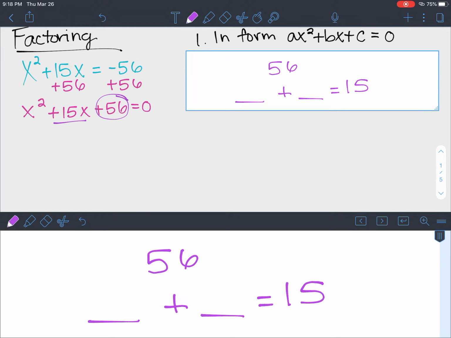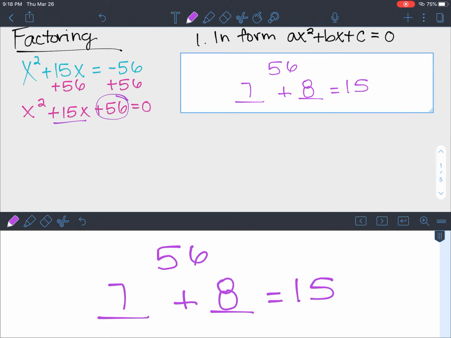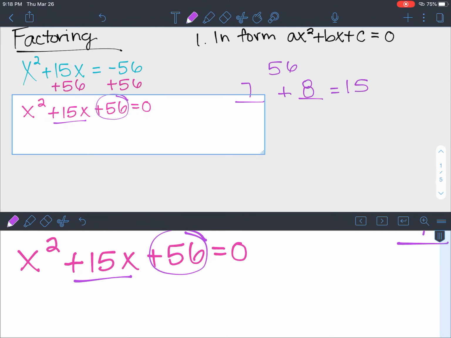It's not divisible by 3. It's divisible by 4, and that's 4 and 14. Those two don't add to give me 15. It's not divisible by 5, not divisible by 6, but it is by 7, and we get 7 times 8. So 7 times 8 gives me 56, and then 7 plus 8 gives me 15. So my two factors here are going to be positive 7 and positive 8.